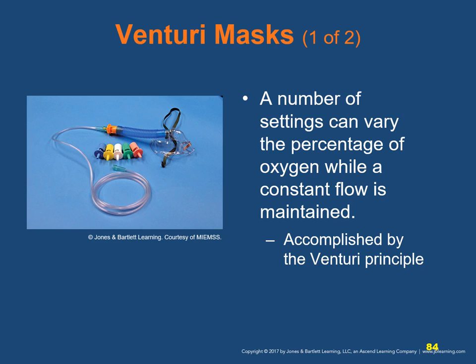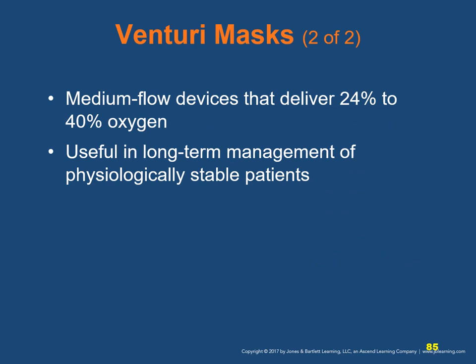Then there are Venturi masks. There are a number of attachments that can vary the percentage of oxygen while a constant flow is maintained from the regulator. The Venturi principle causes air to be drawn into the flow of oxygen as it passes a hole in the line. The Venturi mask is a medium flow device that delivers 24 to 40% oxygen depending on the manufacturer. This is useful in long-term management of physiologically stable patients.